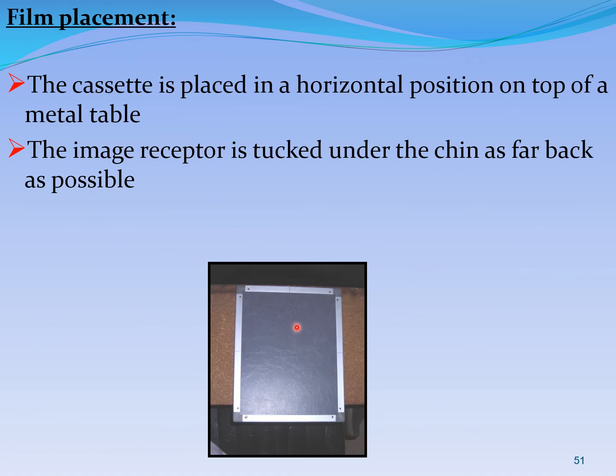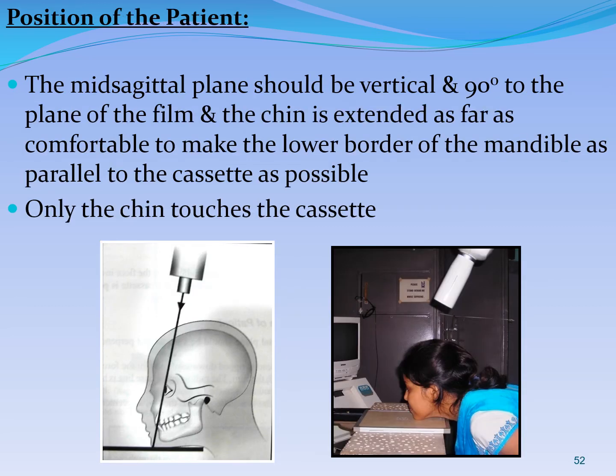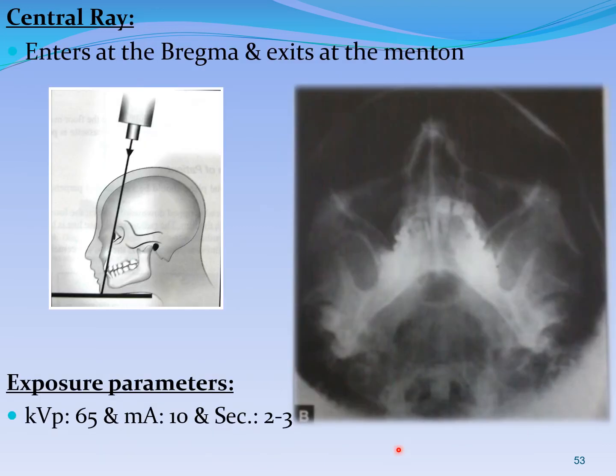Film placement. The cassette is placed in horizontal position on top of a metal table. The image receptor is tucked under the chin as far as possible. The mid-sagittal plane should be vertical and 90° to the plane of the film, and the chin is extended as far as possible, as seen in the pictorial representation as well as the picture of a patient. Only the chin will be touching the cassette in the center. Central ray enters through the bregma and exits through the menton, and these are the exposure parameters.